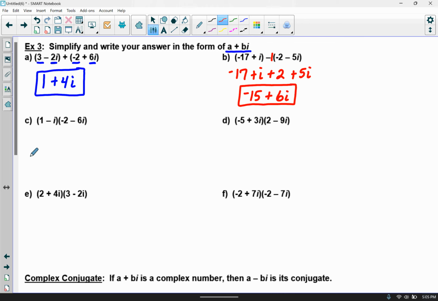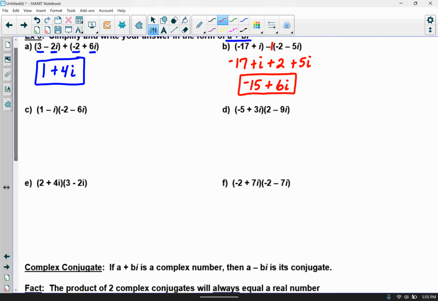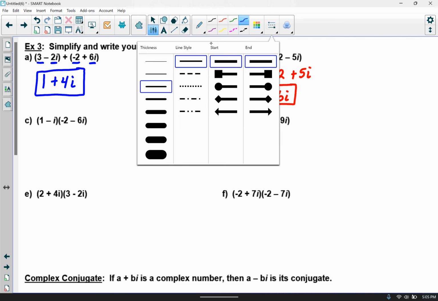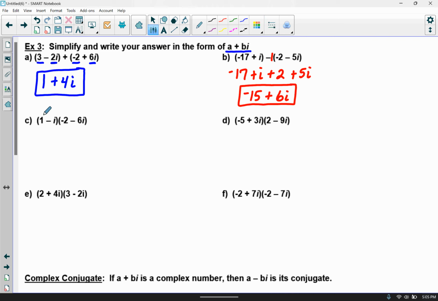All right, so let's do letter C together. I'll let you try D on your own. That'd be good. In letter C, we're just multiplying here, so we're going to be foiling. Let me get my pen going. FOIL, I'll do my first.